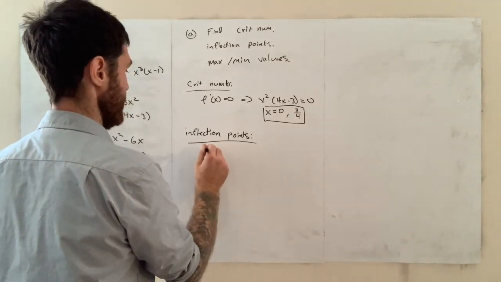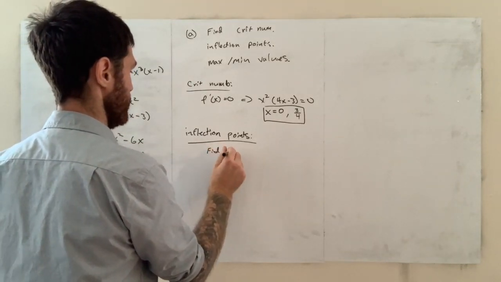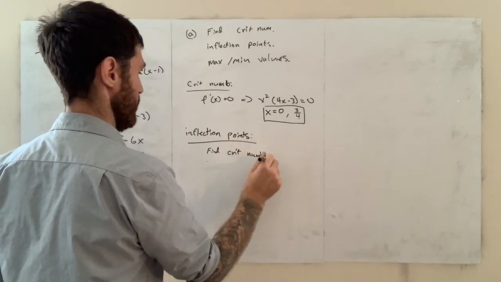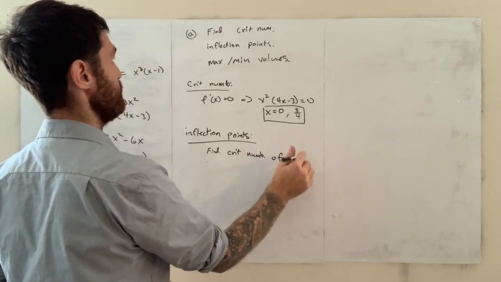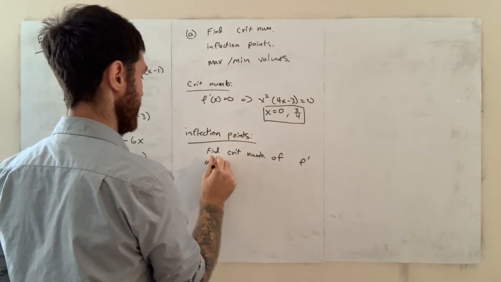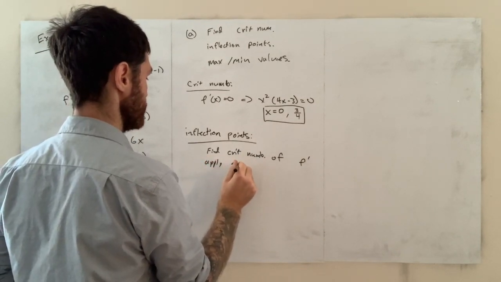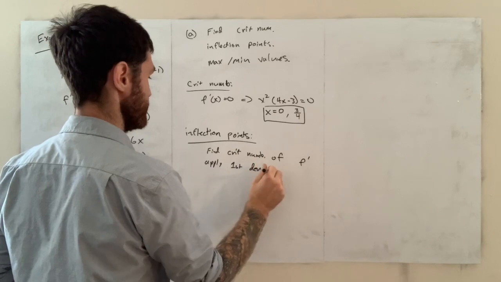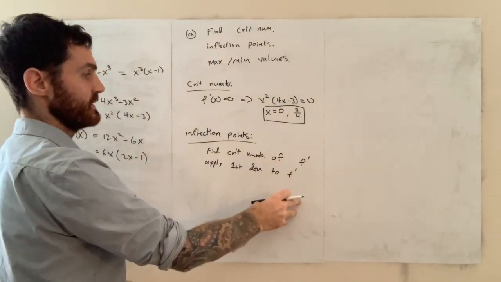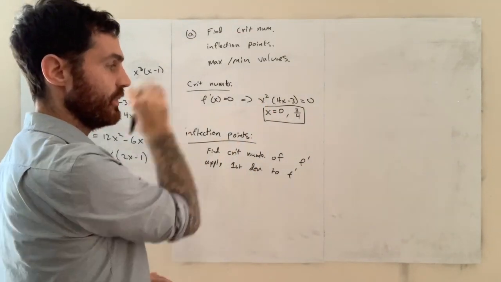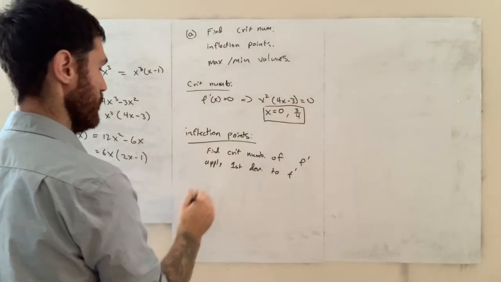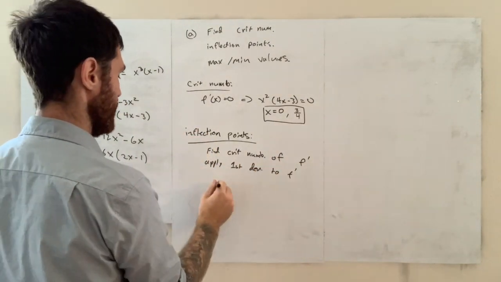So find critical numbers of f prime and apply the first derivative test to f prime. So remember, you're applying all this stuff to the next level down, not the original function, the first derivative of it. So we want to find the critical numbers of f prime.